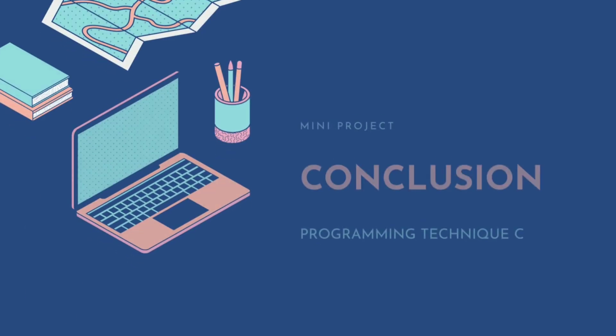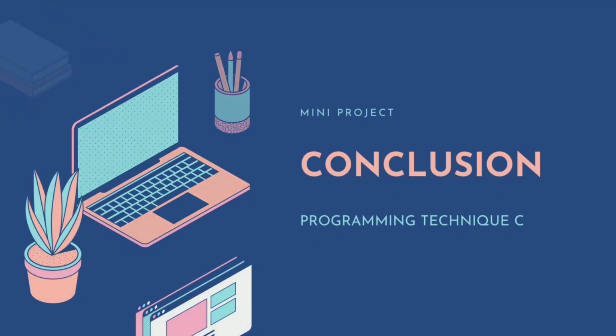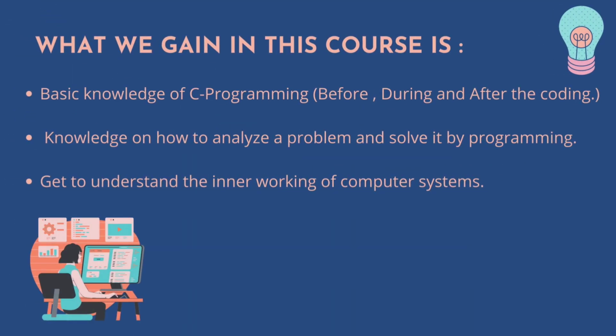Finally, the conclusion of the mini project for programming technique C. What we gain in this course is basic knowledge of C programming before, during, and after the coding. Before the coding, we have learned how to analyze a problem and build flowcharts, pseudocode, and verify the input, output, and process of a program. During the coding, we have learned how to implement control structures, arrays, and functions. And after the coding, we have learned how to detect errors and fix them.